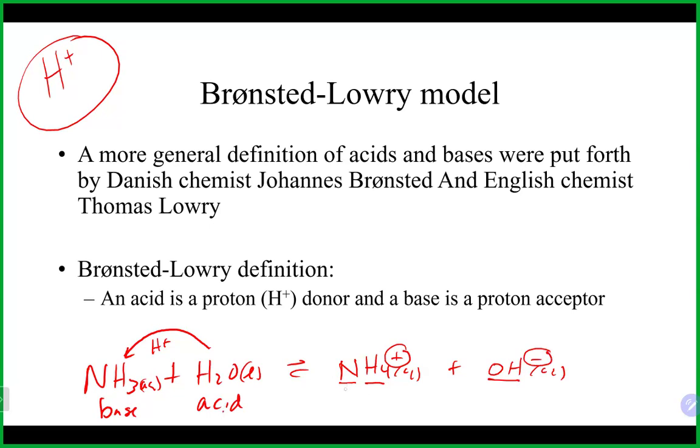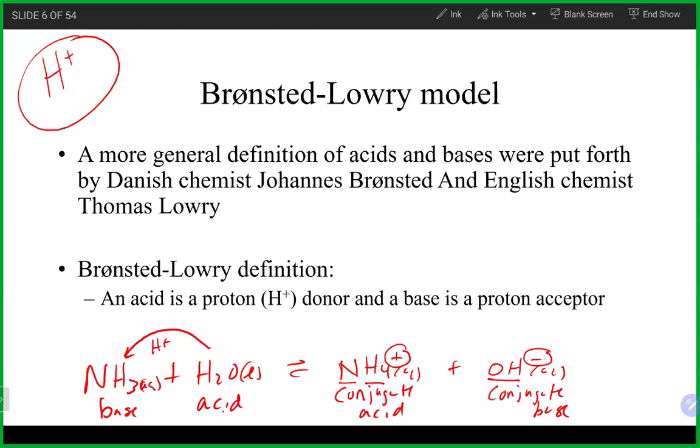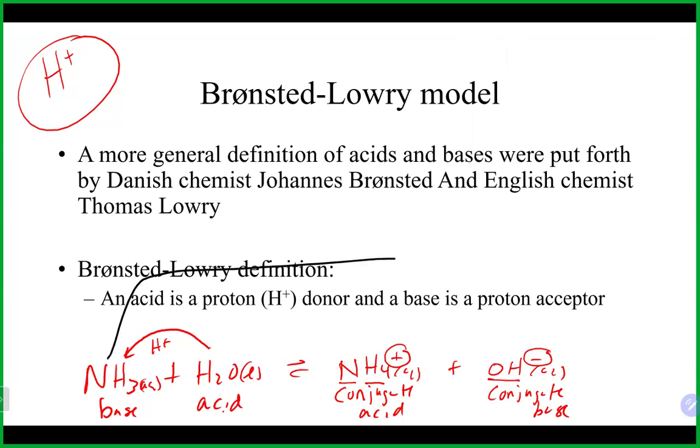This on this side here is what is known as the conjugate acid. And this guy is known as the conjugate base. And they are related to the guys on the left-hand side. So our base on the left is related to our conjugate acid on the right. And our acid on the left is related to our conjugate base on the right.